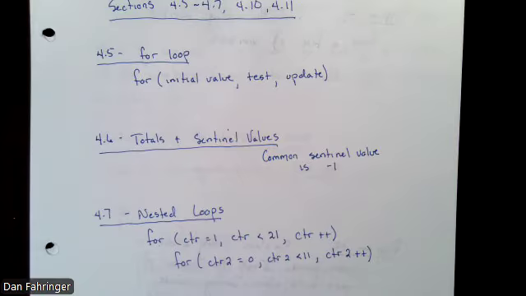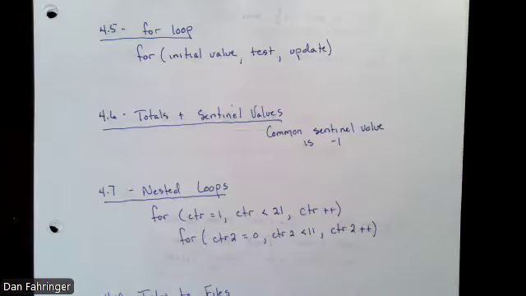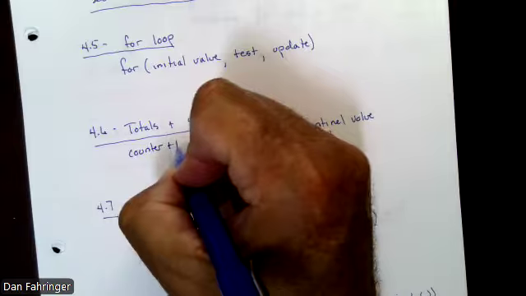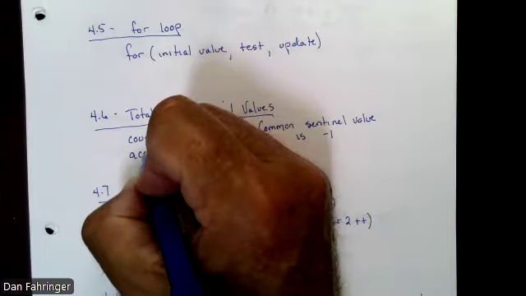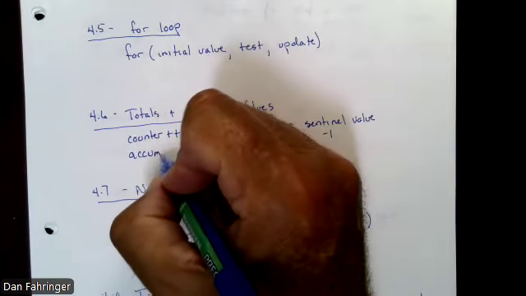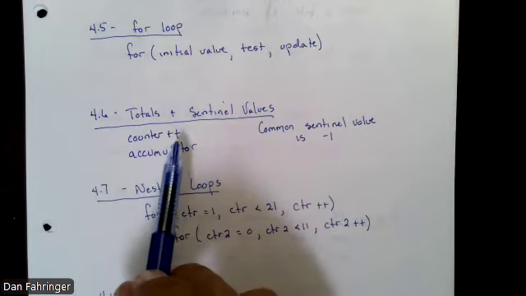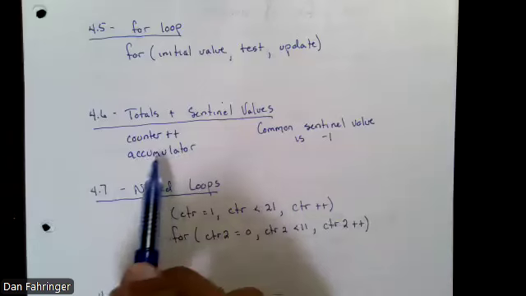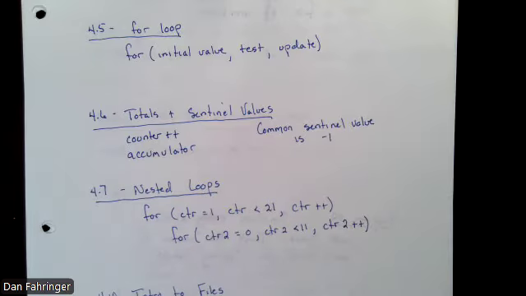That was section 4.5. Section 4.6, we were using something where we were getting totals. And inside of here, we were using a counter. And a lot of times it was counter plus plus where we're adding one. And we're using an accumulator to get the totals. And a big example of this is read in 10 test scores and add the scores to get the total. And then when you come out of the loop, get the average, the total divided by how many there were.